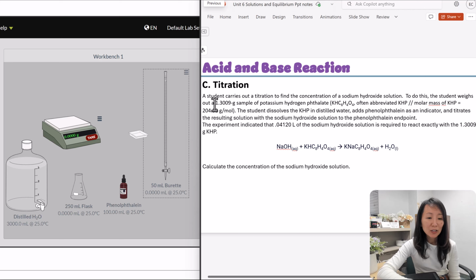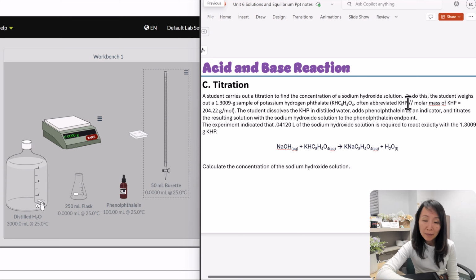So it says a student carries out a titration to find the concentration of sodium hydroxide solution. To do this, the student weighs out a 1.3009 gram sample of potassium hydrogen phthalate. Now, potassium hydrogen phthalate is KHC8H4O4. This is a handful of a name, so it's abbreviated as KHP.